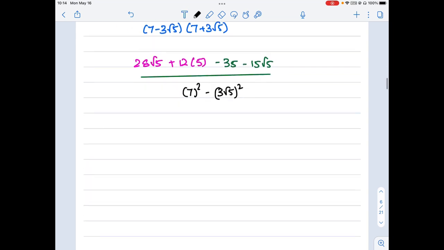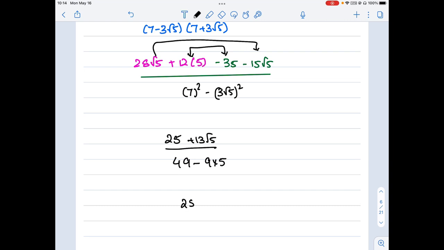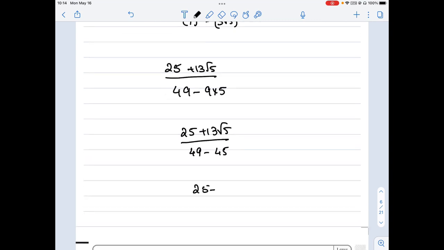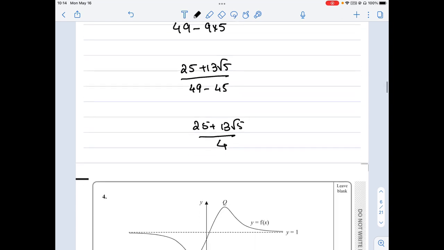So when I simplify that one, what do I get? This is 60. 60 minus 35 is 25. Then 28 root 5 minus 15 root 5 is 13 root 5. And divided by 49 minus 3 root 5 whole squared: 3 squared is 9, root 5 whole squared is 5. So 25 plus 13 root 5 divided by 49 minus 45. 49 minus 45 is 4. So 25 plus 13 root 5 divided by 4. That's going to be the answer. But he's asking us to write in the form of a plus b root 5. So it's going to be 25 upon 4 plus 13 upon 4 root 5.